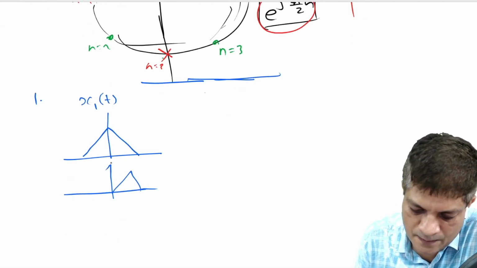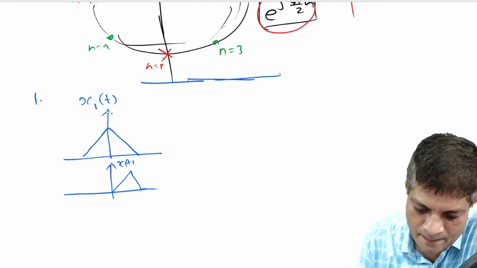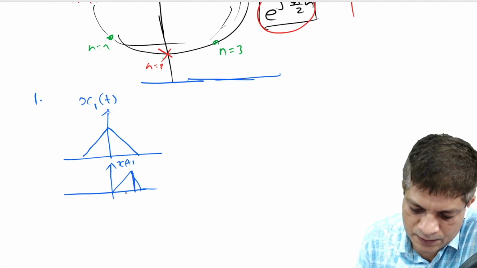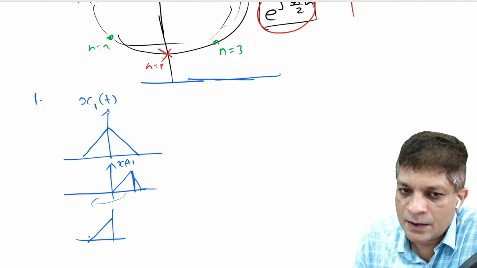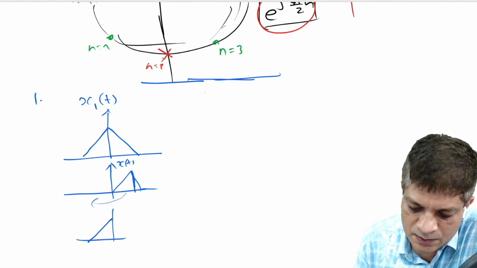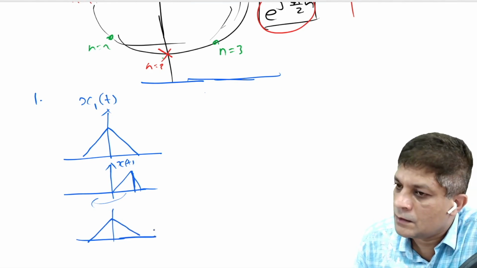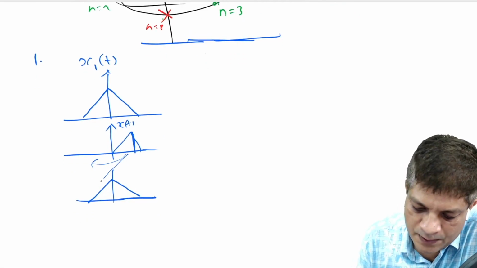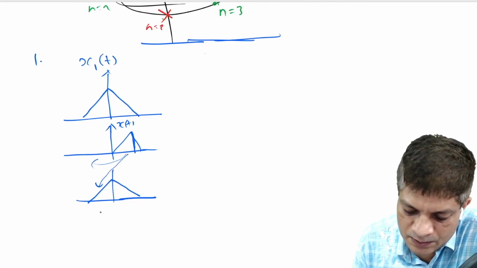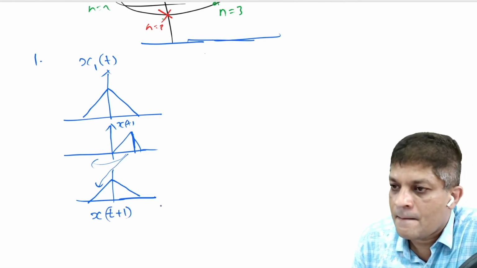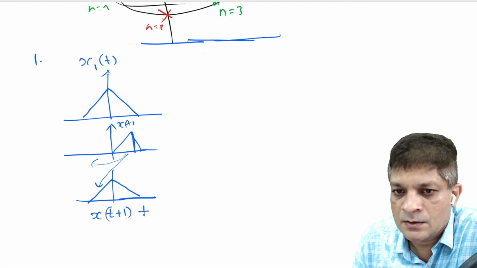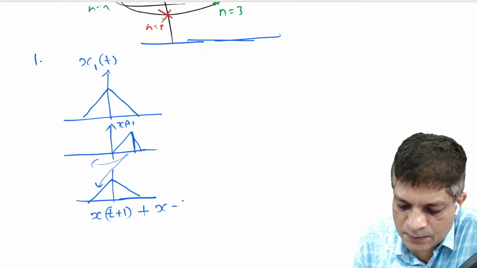And x(t) is this. First we have to shift it left by 1, so we will get this part. Take the mirror image of this and add this one. So the shifting left by 1 operation is what? x(t+1), plus what? x(-t+1).